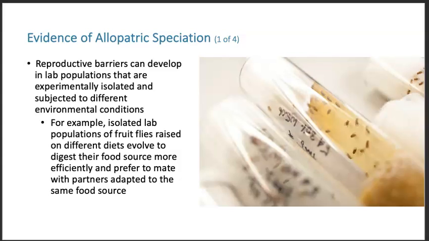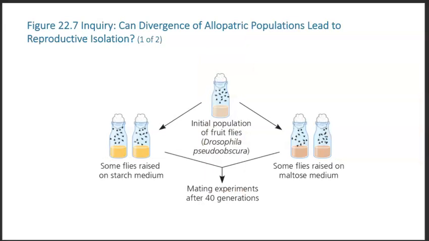So in these isolated populations that are raised on different diets, they have evolved so that they prefer to mate with partners that are adapted to the same food source. They really don't prefer to mate with flies that are adapted to different food sources. And we can see that in this diagram right here.